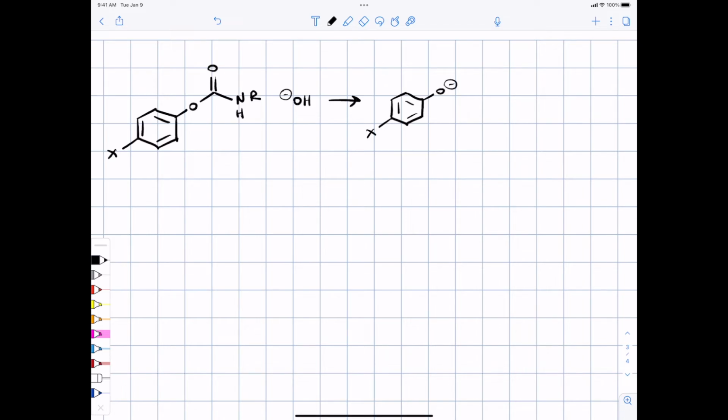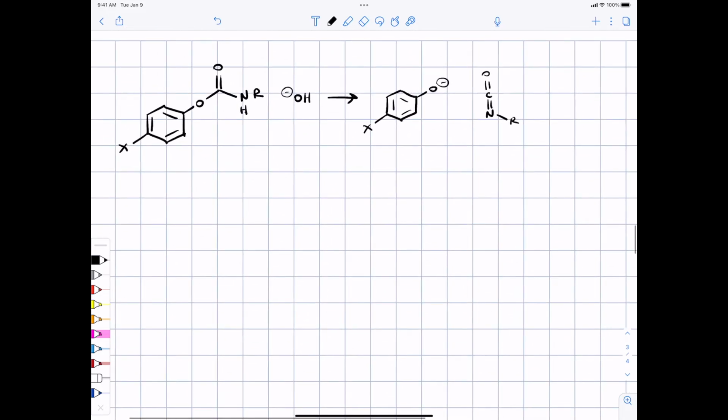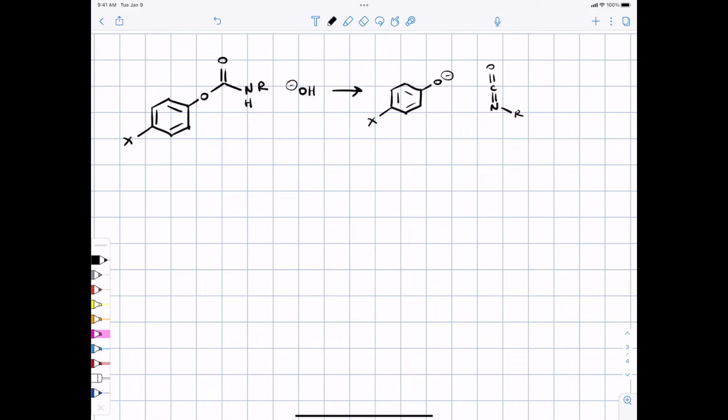And this other species, which I think is an isocyanate, but I could be wrong. I'm embarrassed if I'm wrong, but oh well. We can look it up. Okay. And the measured rho value for this reaction is 3.